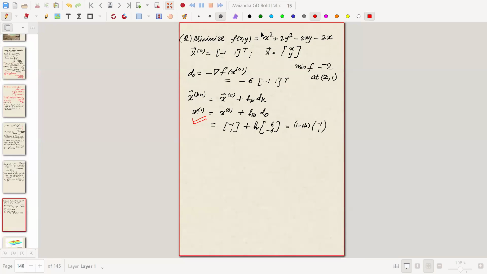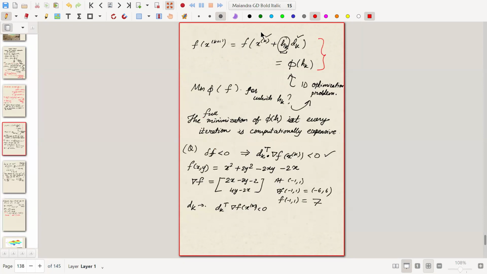Okay, so what shall we do now? See, our h is the problem here, okay? So we have to minimize phi of h. Minimize phi of h. That's our goal, okay? So what is phi of h? Phi of h we already saw, it is x naught plus h naught d naught, isn't it? From this formula.